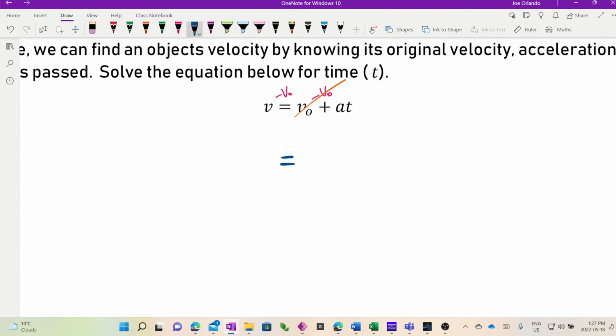Okay. What's my next line going to be? V minus VO is equal to AT. Okay.